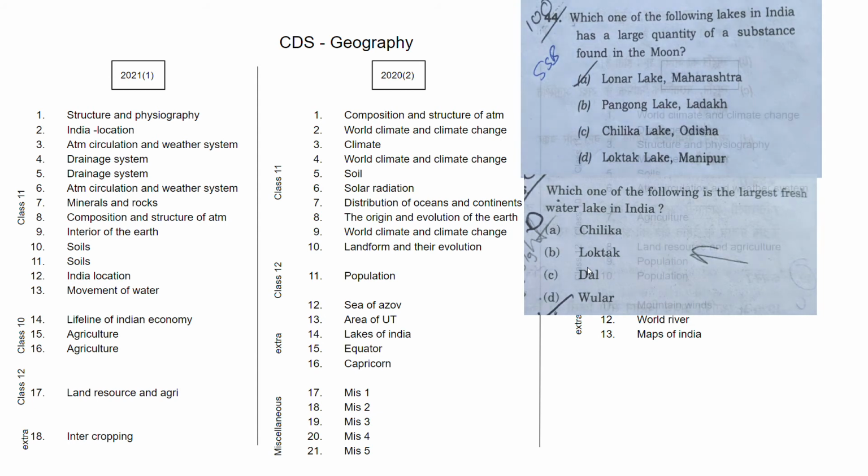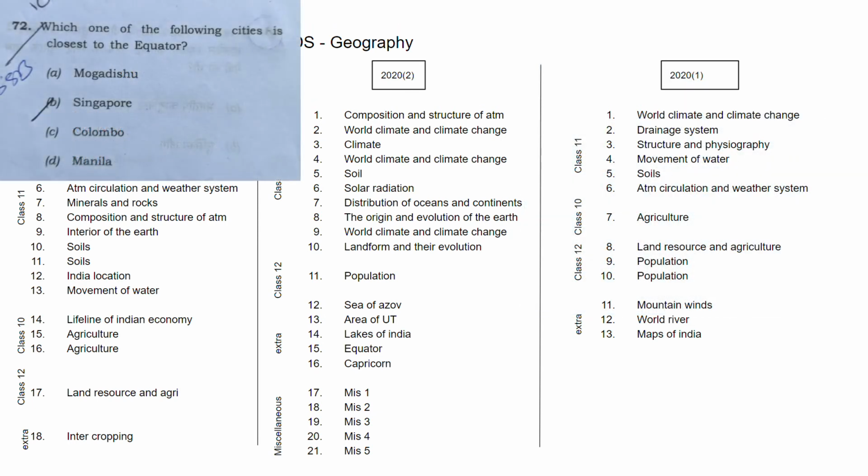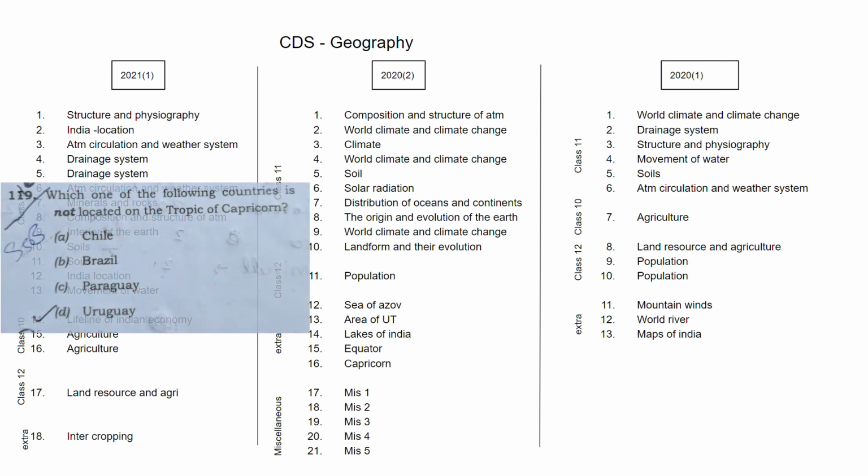Next question from extras is related to the equator. Which one of the following cities is closest to the equator? It is in my extras. It is a question about where the equator passes. The next question is on Capricorn. Which one of the following countries is not located on the Tropic of Capricorn? This question is also from extras. It is not mentioned anywhere in NCERT.